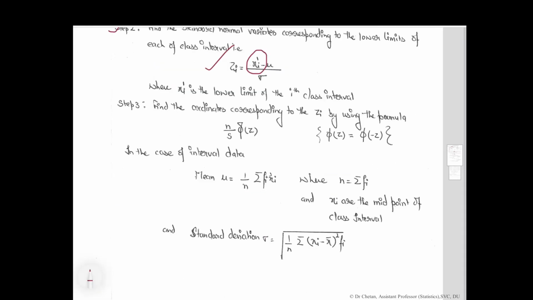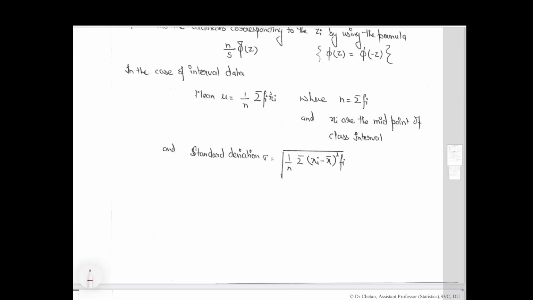The third step towards finding the ordinates of the normal probability curve is to find the ordinates corresponding to the Zi, which we already calculated in the previous step for the different class intervals, by using this formula. Here, the small n is the total number of frequency. If z is negative, phi of minus z is equal to phi of z due to the symmetry of the distribution.